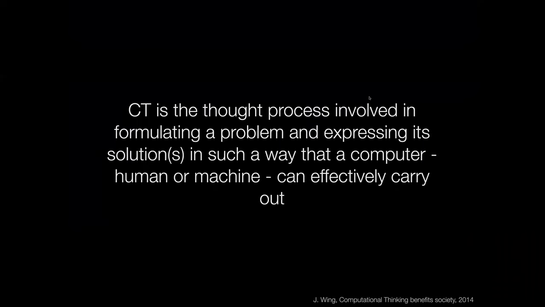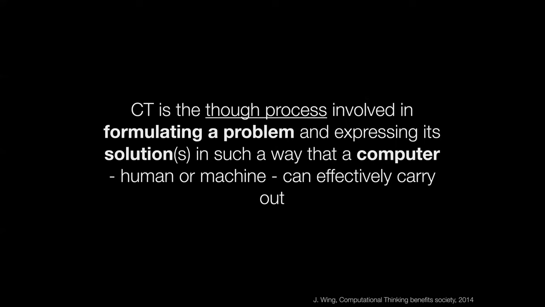So computational thinking. Let's see a few definitions. Here we have a definition given in 2014 by Wing in a paper titled Computational Thinking Benefits Society. Computational thinking is the thought process involved in formulating a problem and expressing its solutions in such a way that a computer, human or machine, can effectively carry out. Here we have some key words. It's a thought process. It's also a tough process because it's not easy, but it's a thought process.